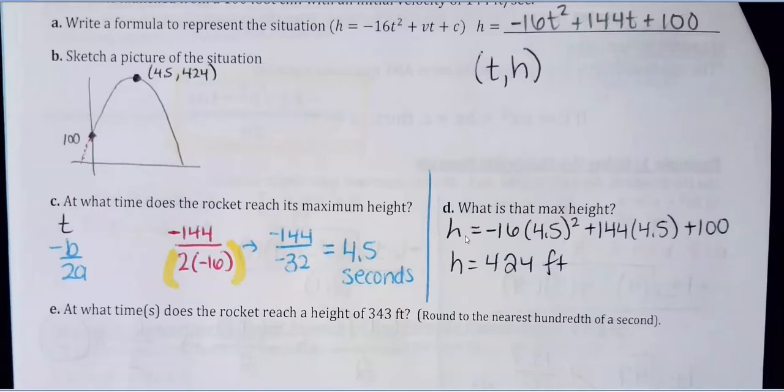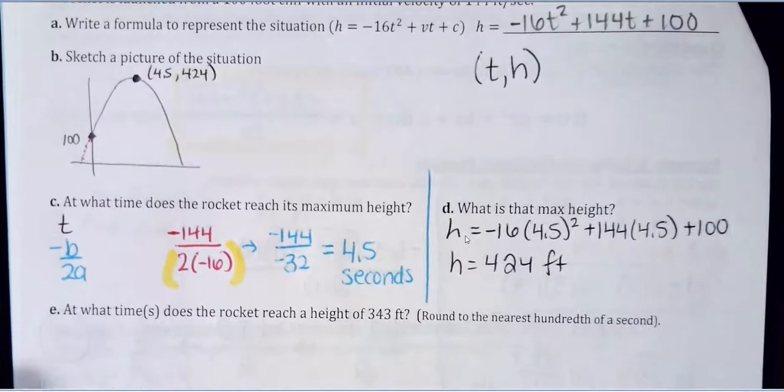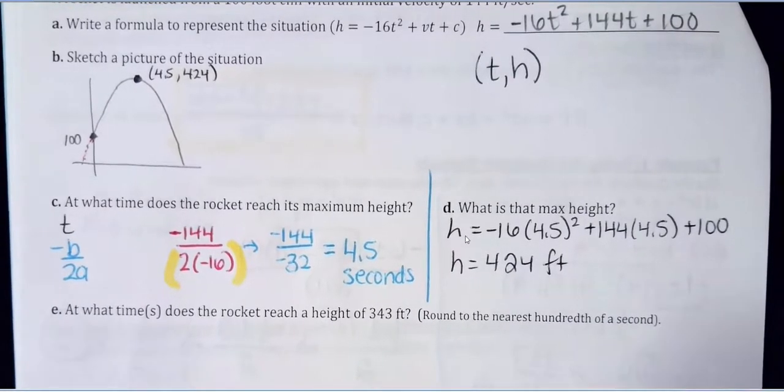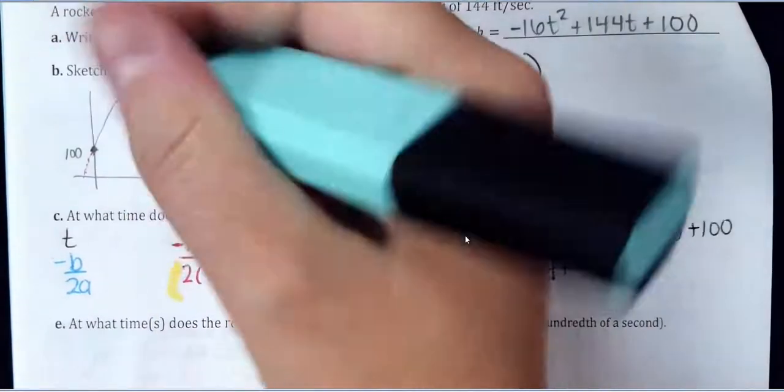Before I ask you that, though, I want to ask you this question in part E. So it says, at what time or times, little parentheses there, so we're probably going to use that, does the rocket reach a height of 343 feet? All right, so see if you agree with this.